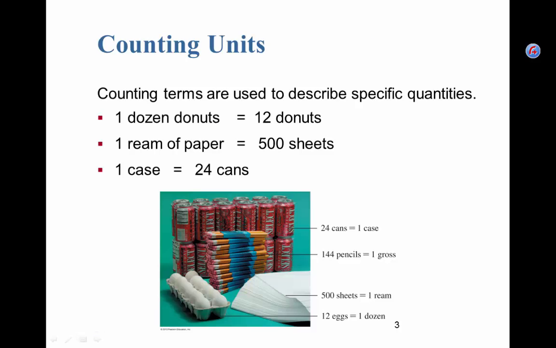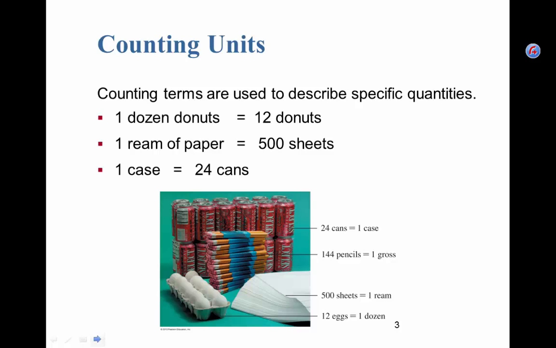Next, we want to get into talking about some of the mathematical problems that we're going to be solving. And to do that, chemists use a counting term. Some of the counting terms that you're familiar with, we talk about a dozen, and a dozen means 12. In terms of paper, we talk about having a ream of paper, that means 500 sheets. For buying pop, it might be a case, and that's 24 cans. So there's all different kinds of counting units that we use.